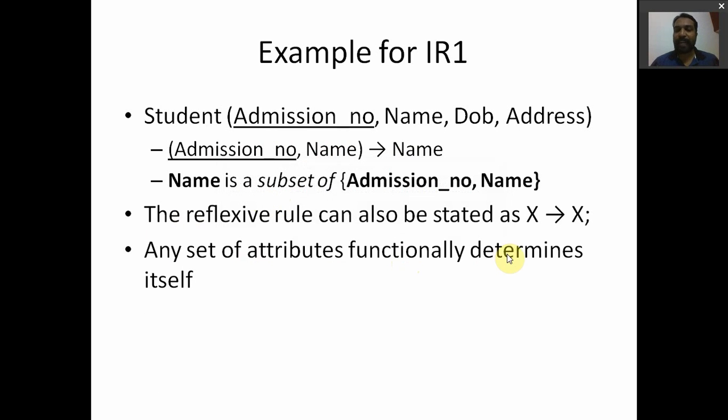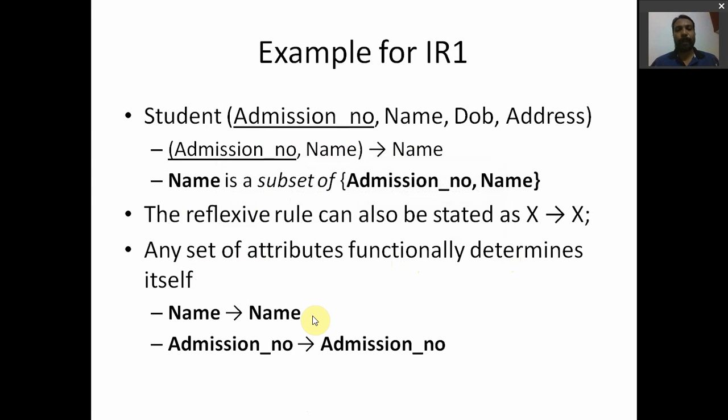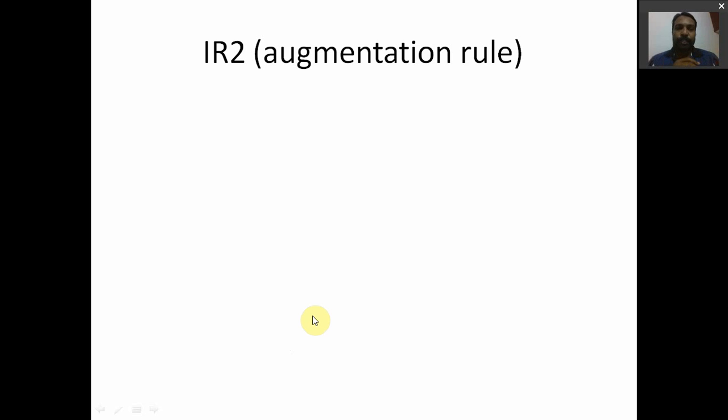So any set of attributes functionally determines itself, then we call it the reflexive rule. For example, name to name, there is a functional dependency. Admission number to admission number, there will be a functional dependency. So that is IR1. Then next is IR2, inference rule 2.